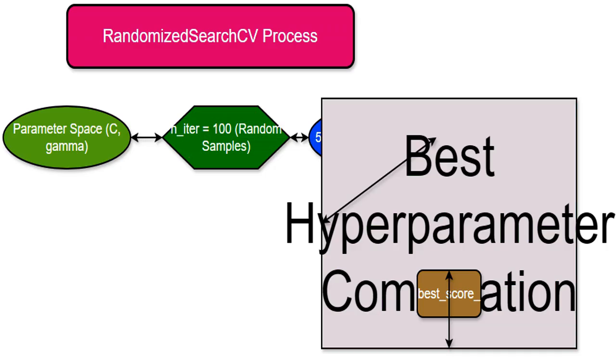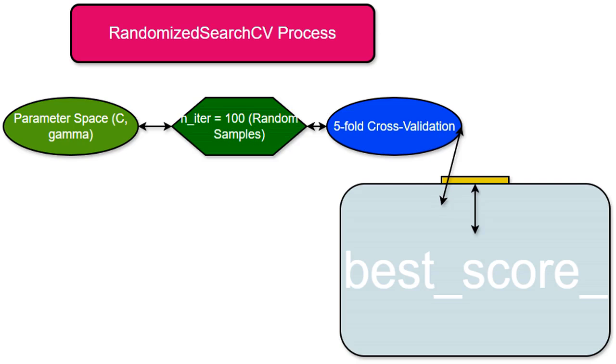After evaluating the 100 randomly selected hyperparameter combinations using 5-fold cross-validation, RandomizedSearchCV identifies the combination that yielded the highest average cross-validation score. This is referred to as the best hyperparameter combination. The best_score attribute of the fitted RandomizedSearchCV object stores the highest average cross-validation score obtained among all the 100 tested combinations. It indicates the performance of the best hyperparameter combination found.